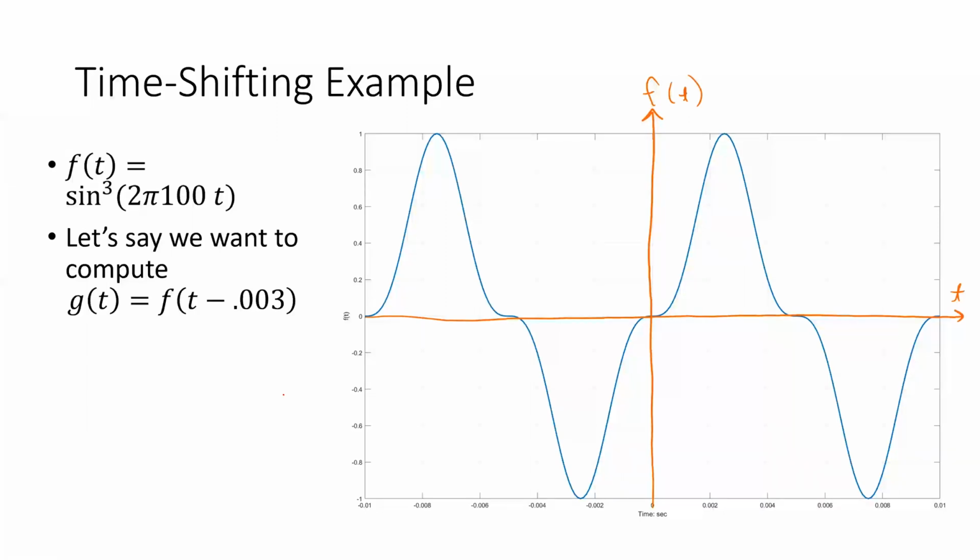I have to be careful. When we make these manipulations, I have to replace the argument of the function. So is it going to be simply, let's think of g of t equals f of t minus 0.003, is that equal to sine cubed of 2 pi 100? How do I write that?